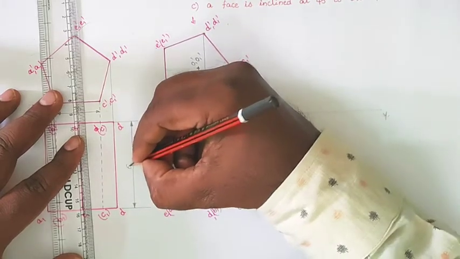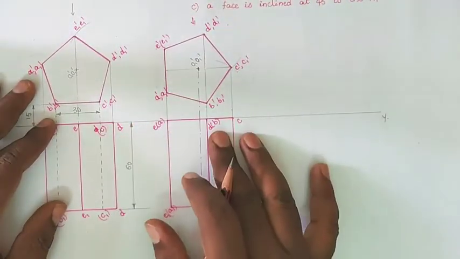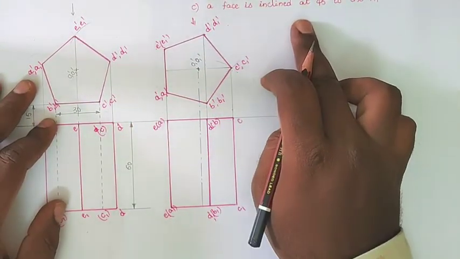So this is equal to 60. So like that we will draw this. So this is the first problem and this is the second problem. And coming to the third problem is here.